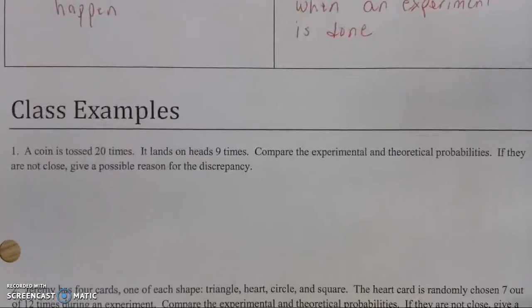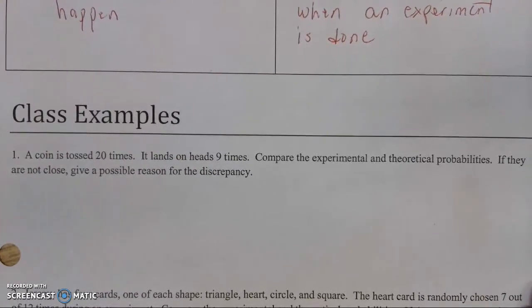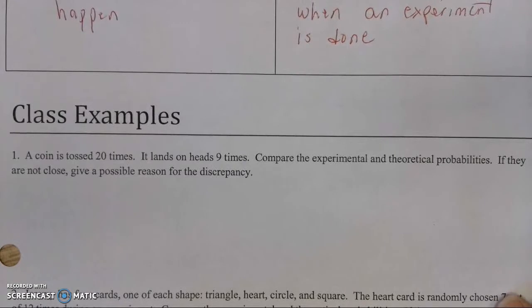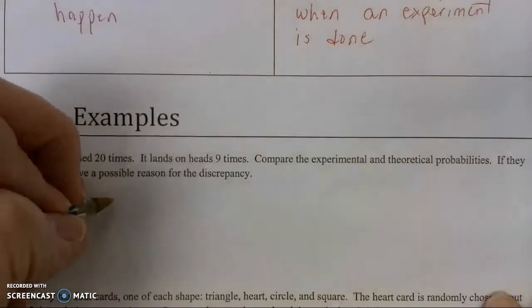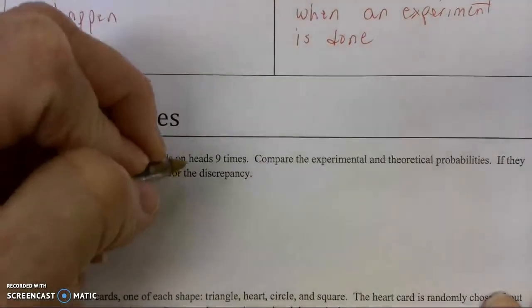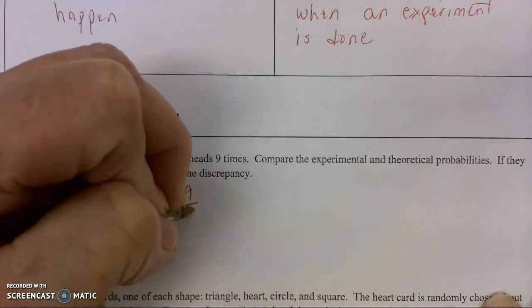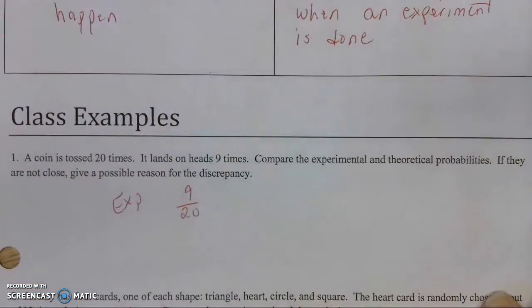The first one, a coin is tossed 20 times. It lands on heads 9 times. Compare the experimental and theoretical probabilities. If they are not close, give a possible reason for the discrepancy. So my experimental probability is 9 out of 20. That's what happened when I flipped that coin 20 times.